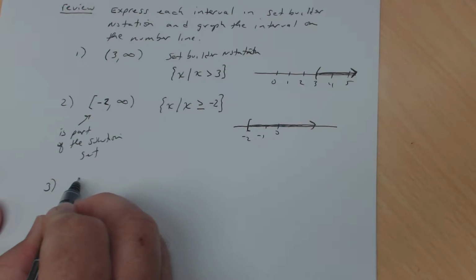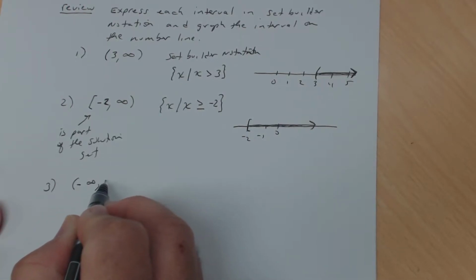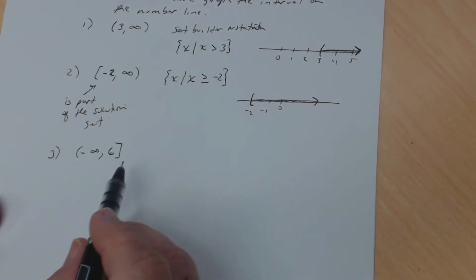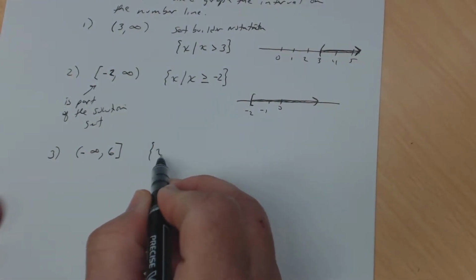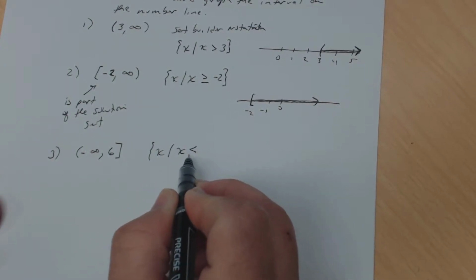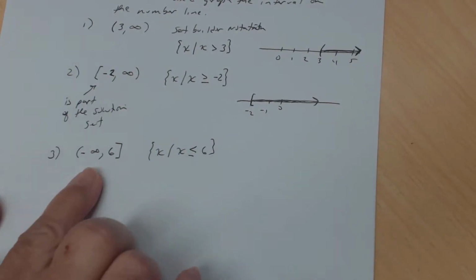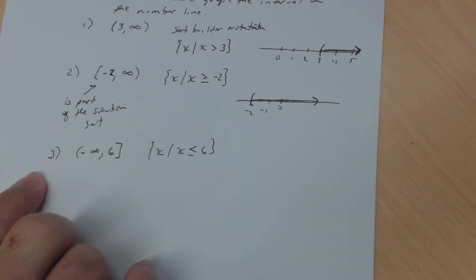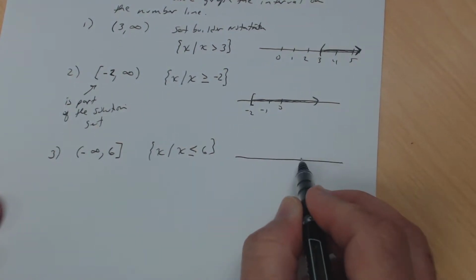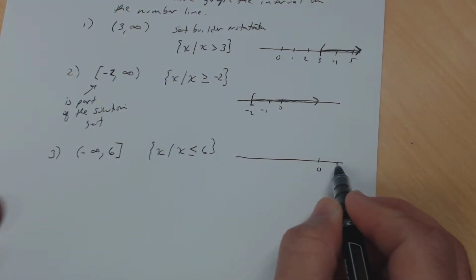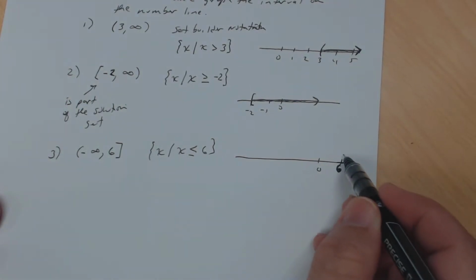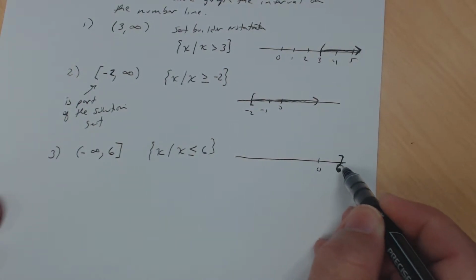So for example, if we had negative infinity to 6 with a bracket, the set builder notation would look like this. You'd say the set of x's such that x is less than or equal to 6. So you want all numbers less than or equal to 6, going toward negative infinity. If this is 0 and this is 6, then you put a bracket at 6. Make sure that at 6 is where you draw the bracket.